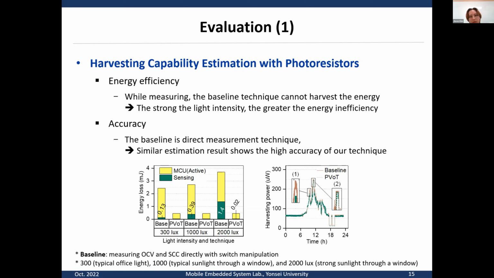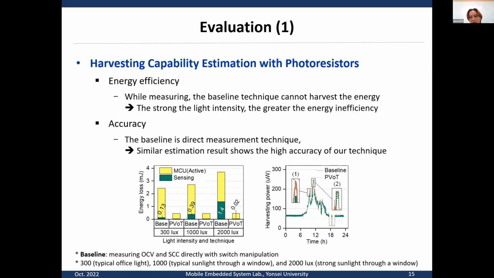The existing technique measures the open circuit voltage and short circuit current of each PV module one by one. So when the switch state changes, the voltage and current of the PV module fluctuate as the module goes into the transient state and then returns to the steady state. So the PV array cannot harvest energy during the measurement, and this leads to energy loss. Our technique with a separated sensing block does not suffer from this problem. On the other hand, the figure on the right side shows the high accuracy of the proposed technique.